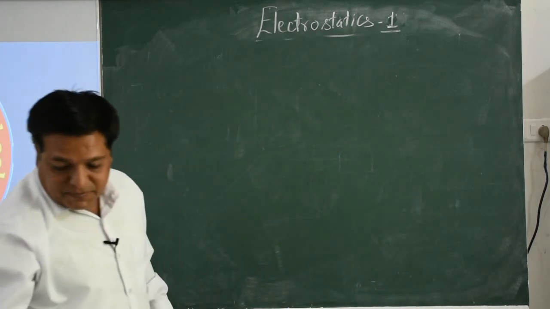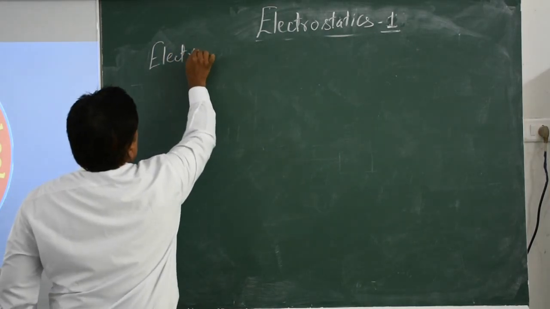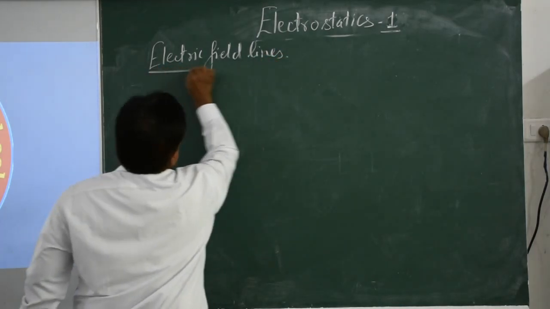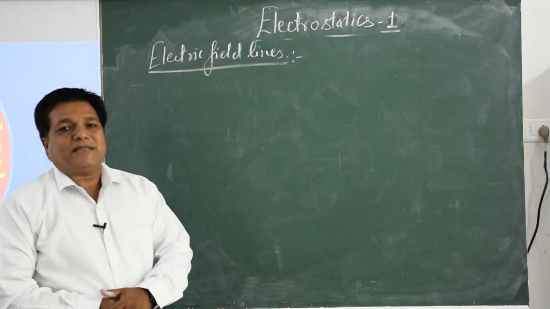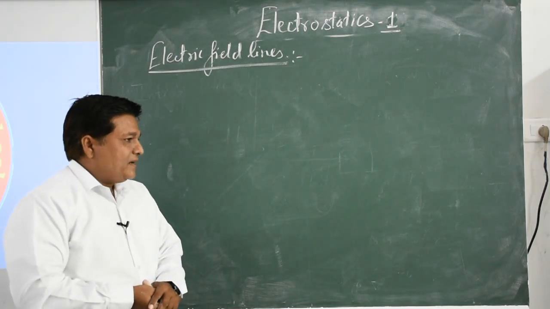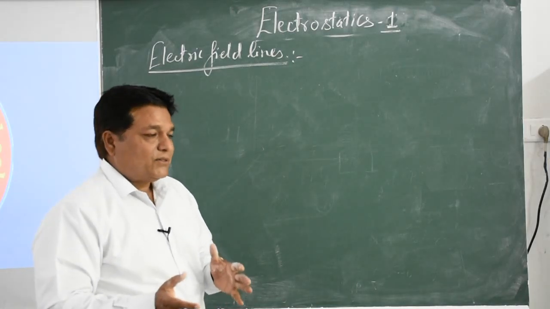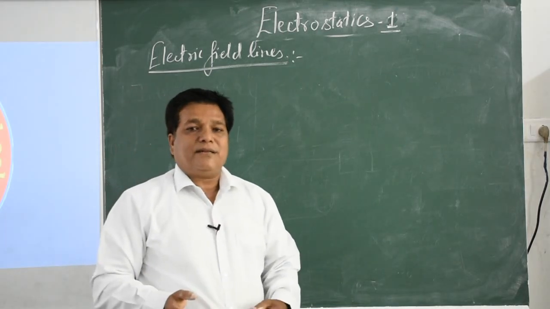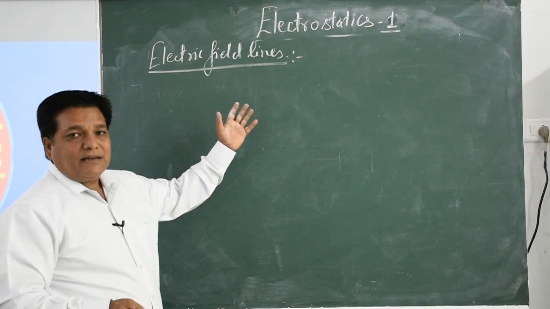Electric field lines. Electric field lines are what actually? So we can say that in order to explain the graphical representation of electric field, we require these electric field lines. But these electric field lines are not real ones. They are considered to be imaginary lines, and this is just an assumption for us. So what are electric field lines?